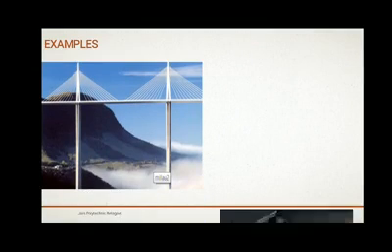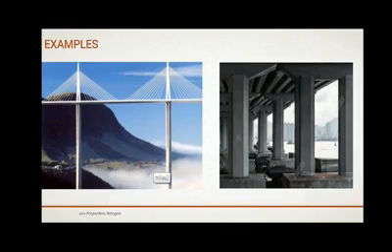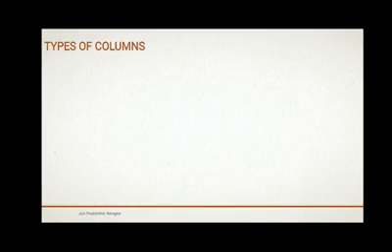So here are some examples of different types of columns. Now coming to types of columns. Columns are classified into 2 types, long columns and short columns. Short columns are also called as struts.